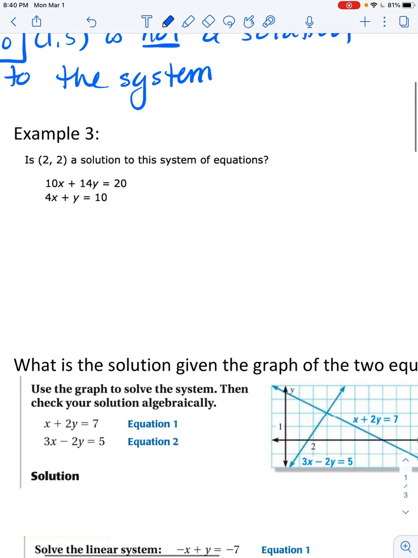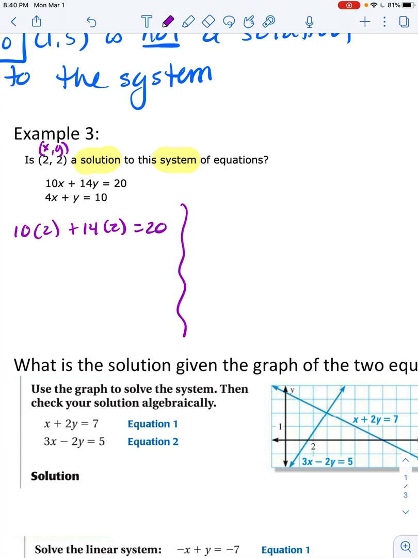All right, so let's give this one a whirl. I'm plugging in a 2 for x and a 2 for y. Okay, so let's see, is that a solution to the system? I'm going to check. So in my first one, I'm going to go this direction so I have a little more space, because this looks like it's going to require a little bit more math.